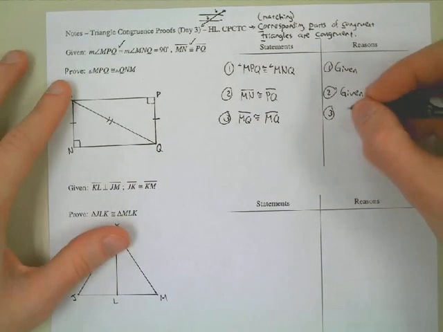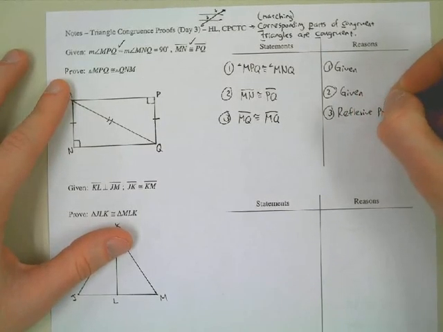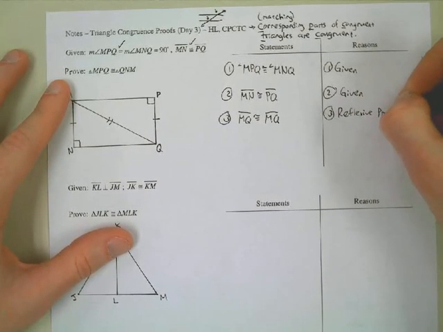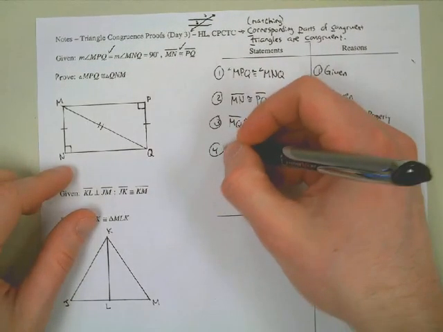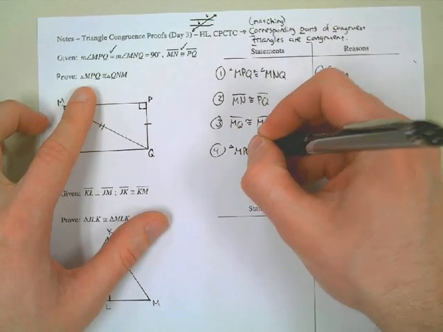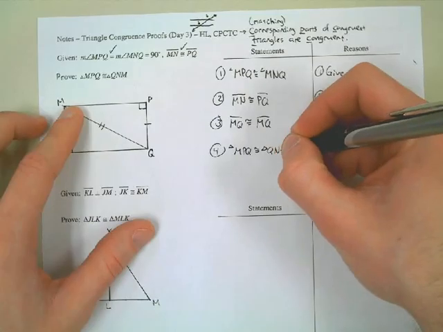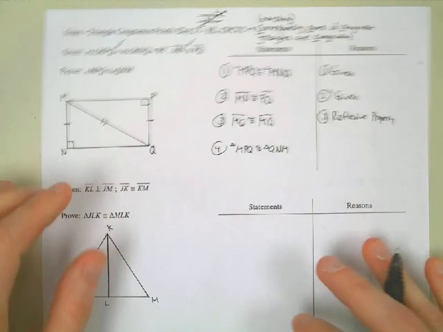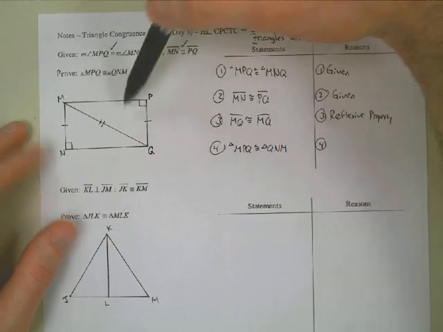Okay. So now we have our 3 congruences there, so we're going to write triangle MPQ is congruent to triangle QNM. All right, and what is our reason? Well, if I look at my picture, I've got an angle, and then a side, and then a side. It goes angle, side, side. Okay, so we're going to write angle, side.